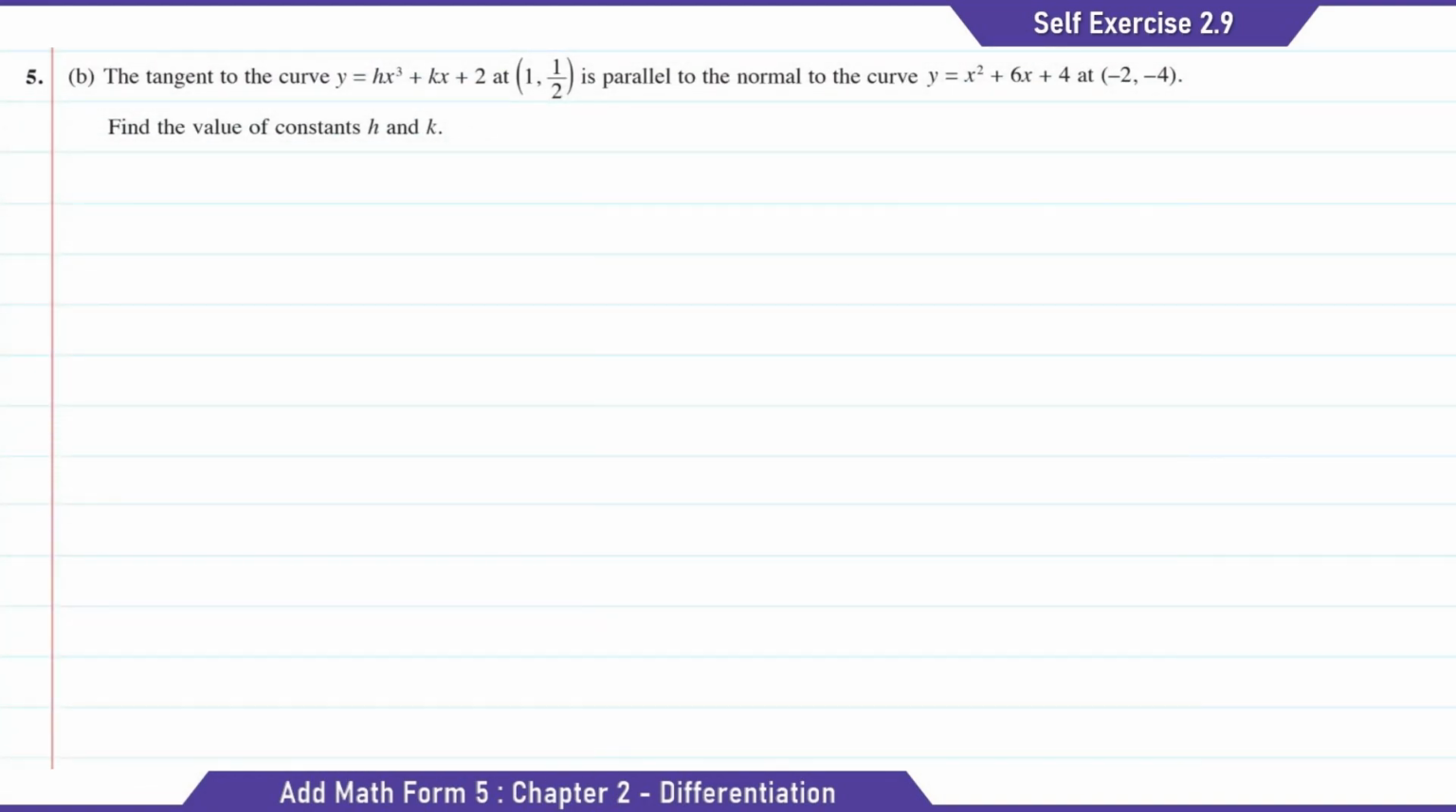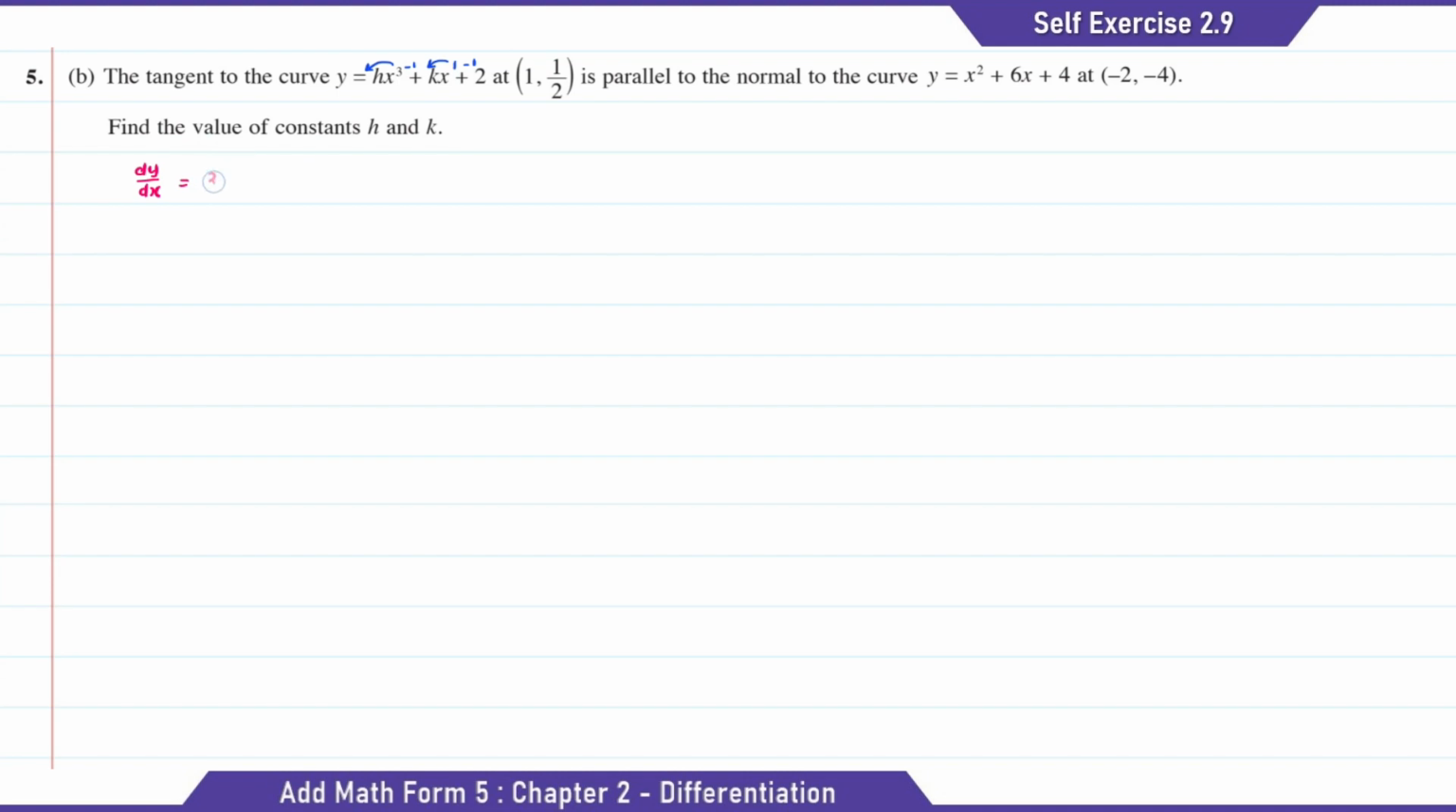Question 5b. The tangent to the curve y equals hx cubed plus kx plus 2 at (1, 1 over 2) is parallel to the normal to the curve y equals x squared plus 6x plus 4 at (negative 2, negative 4). Find the values of the constants h and k. So first we're going to find the gradient of the tangent.